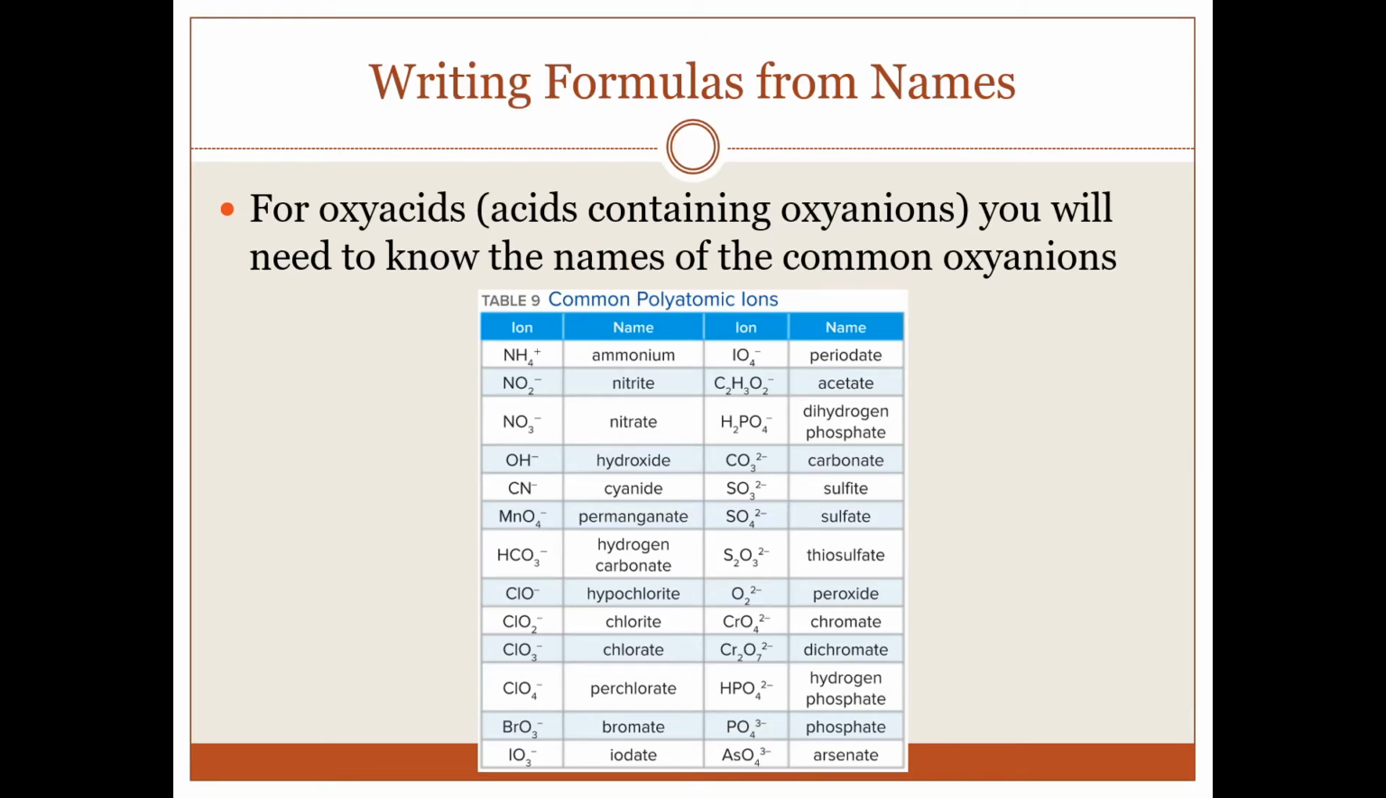Here's a whole list of polyatomic ions. The ones with oxygen in them are called oxyanions. NO2, that's called nitrite. NO3, that's nitrate. For example, here we have C2H3O2, that's called acetate. Then SO4, that's sulfate, and so on and so forth.